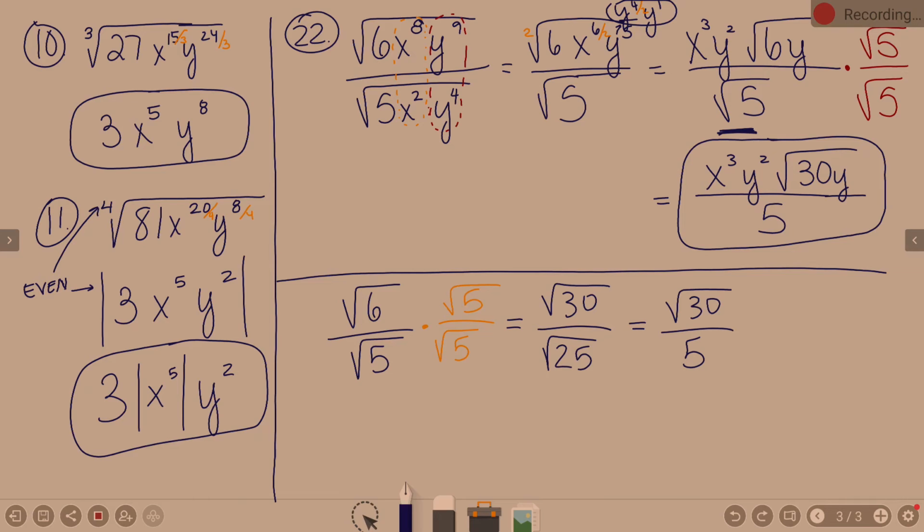Okay? The earlier problem had a lot of good steps in it. Here's really the basics that I need you to make sure you walk away with: can you rationalize if there's just a single term?